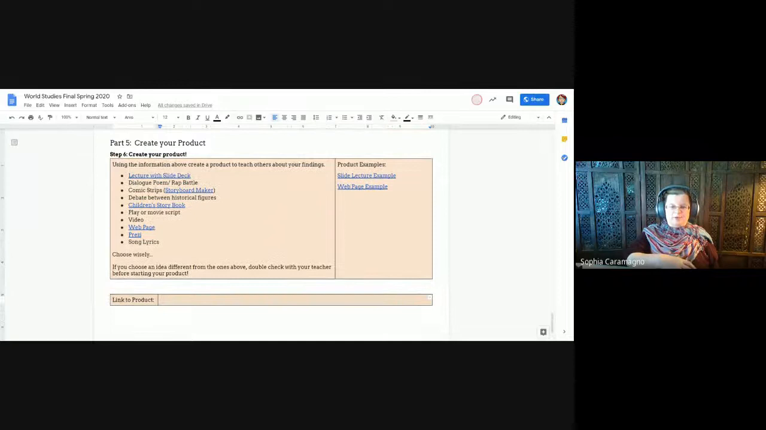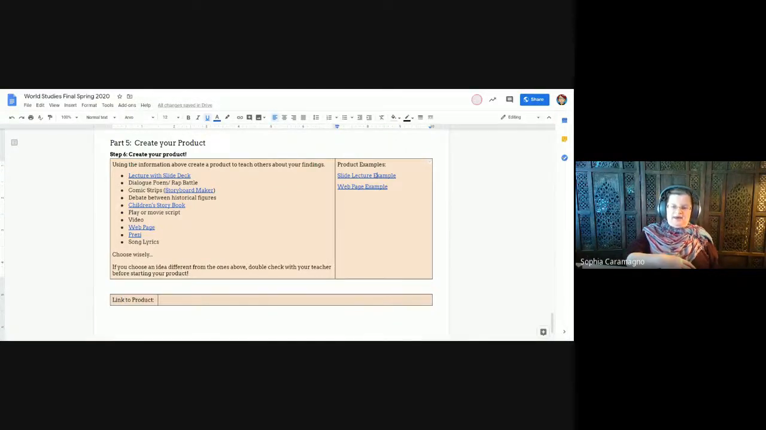There are some examples over here. The first one is a slide deck on technological improvements and how they had a major effect on the lives of citizens in the French Revolution, the Industrial Revolution, and World War I. This is a pretty good example of how you might make a product out of a slide deck.